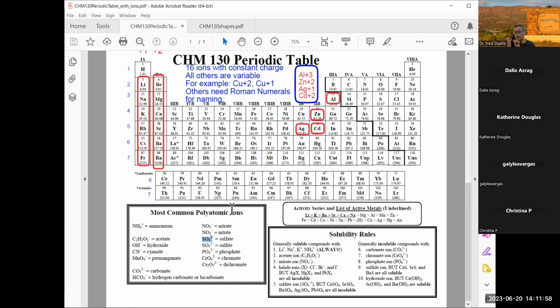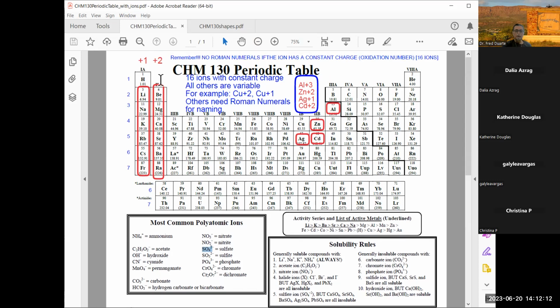The second group in, 2A, they have 2 valence electrons. And so they would have a +2 charge 100% of the time. And that's what I got written up here in red. +1 and +2 for group 1A and 2A.